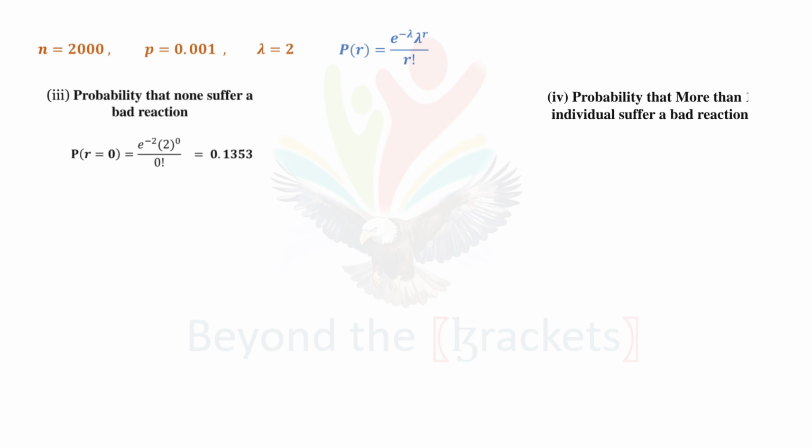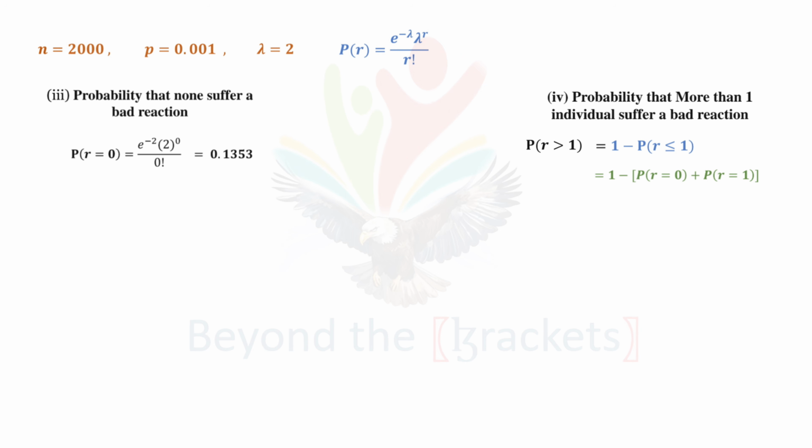In the fourth case, the probability that more than one individual suffers a bad reaction is given by P of R greater than 1. Direct calculation would require probabilities from 2 to 2000. So instead we use the complement rule and write it as 1 minus P of R less than or equal to 1, which is 1 minus P of R is equal to 0 plus P of R is equal to 1.